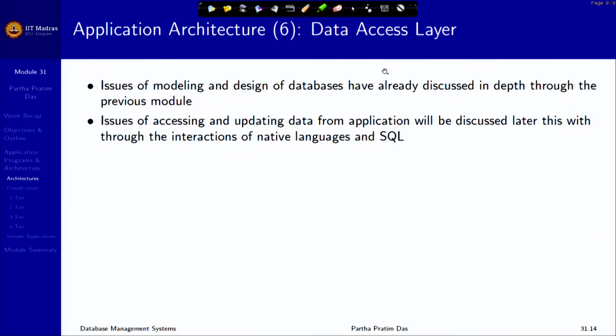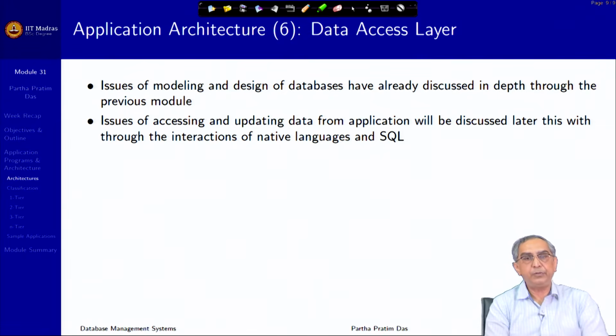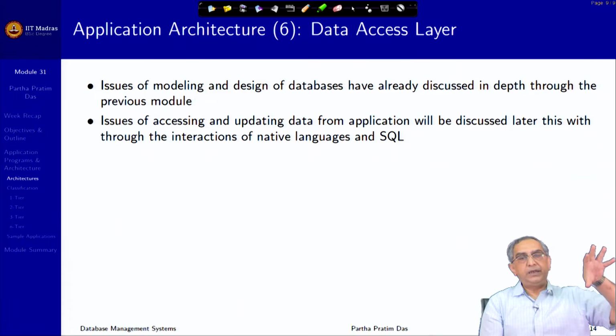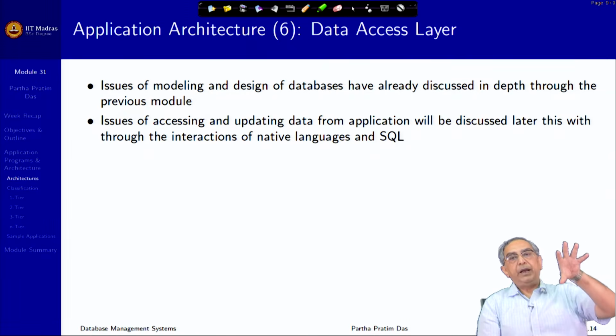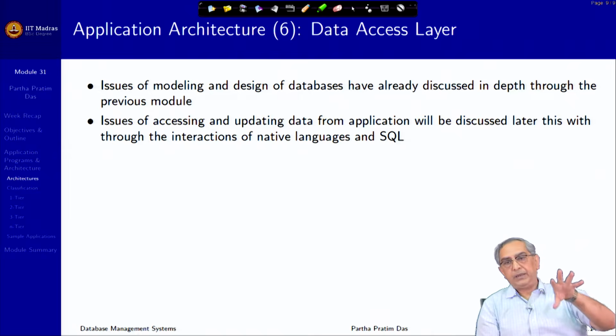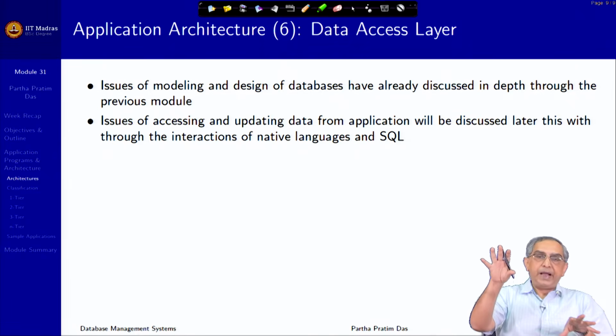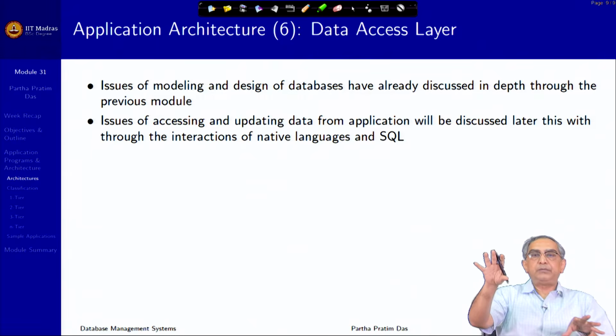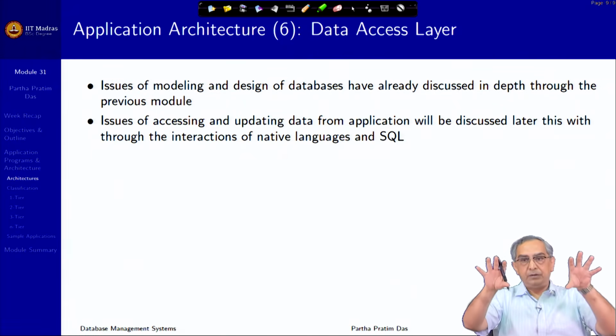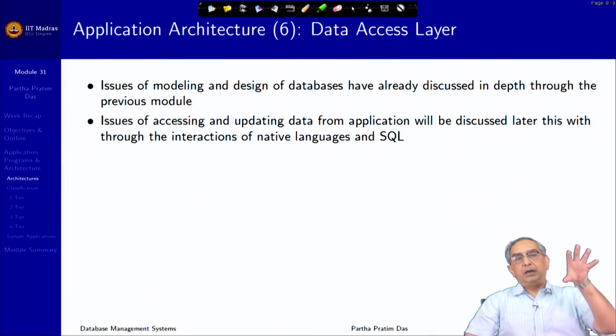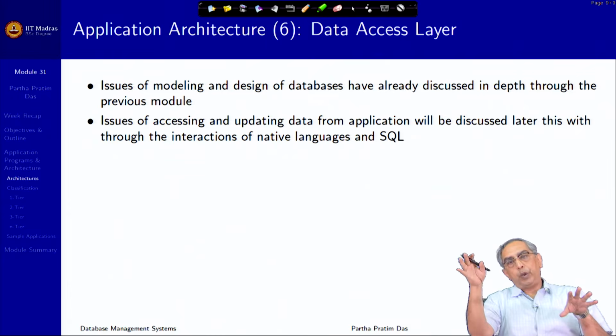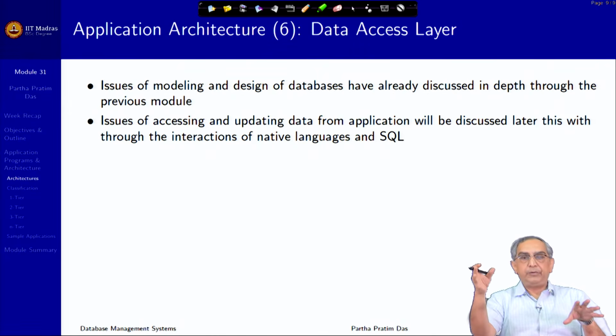So, finally, you have the data access layer. As I said, the issues of modeling and design of databases we have discussed in depth. So, you already know this. There is another factor as to how do you actually access the data. We are talking about the middle tier having a programming language like Java or Python or C++, and your backend data is in a database which is accessible through SQL. So, you have a mismatch. So, how do you use this programming language, which we could typically call the native language, to execute the SQL query and get the result.